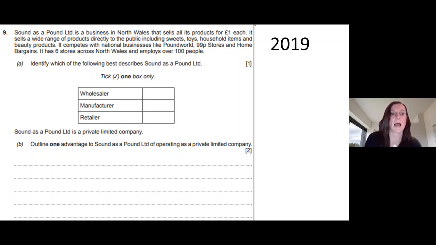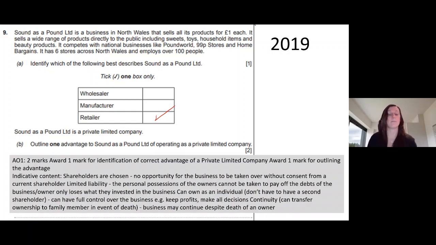Okay. So, identify which of the following best describes Sound as a Pound. Well, it's a retailer, okay, that's the answer for that one. One advantage of Sound as a Pound operating as a private limited company: looking at private limited, obviously that's on the other sheet if you wanted to have a look at it. Shareholders are chosen, so you've got no opportunity for a business to be taken over without consent. So being floated on the stock exchange or stock market, you've got control over who is going to buy into your company. You've got limited liability, which means the personal possessions of owners cannot be taken.